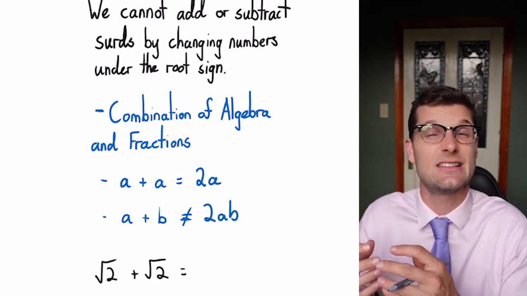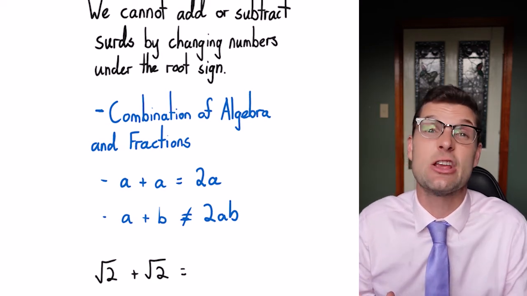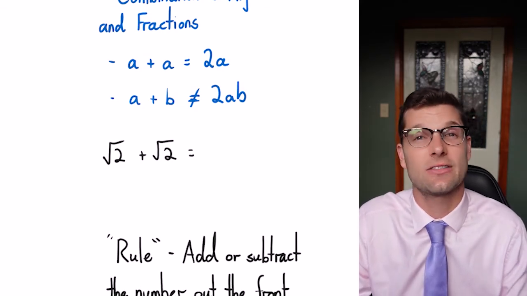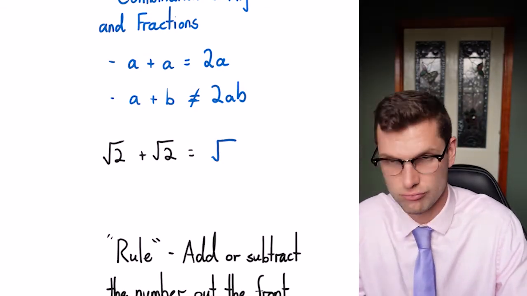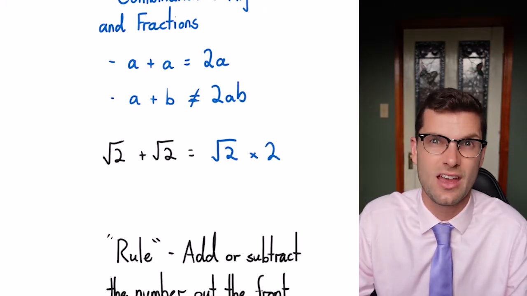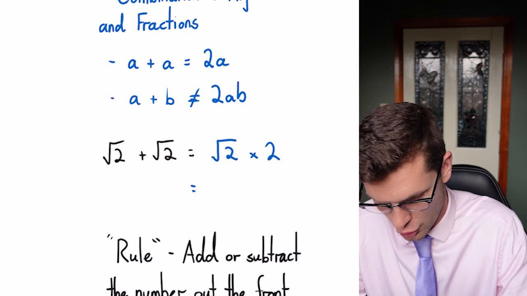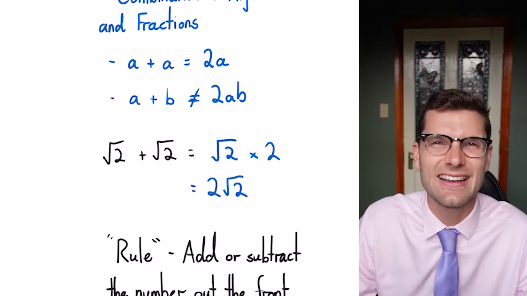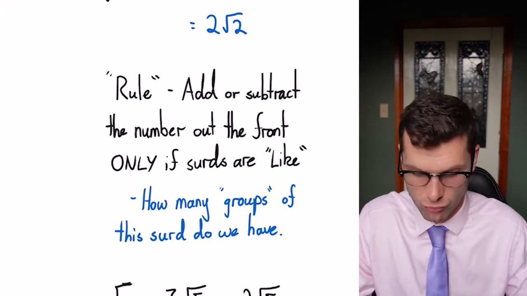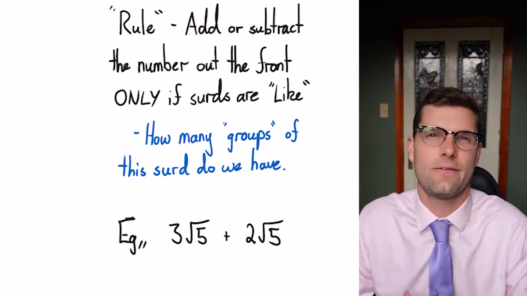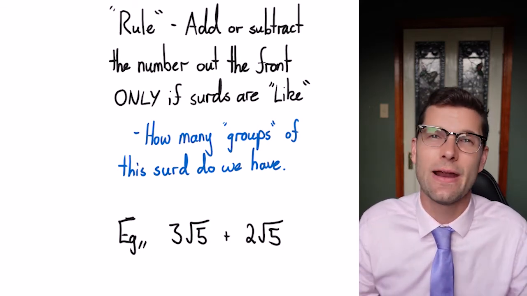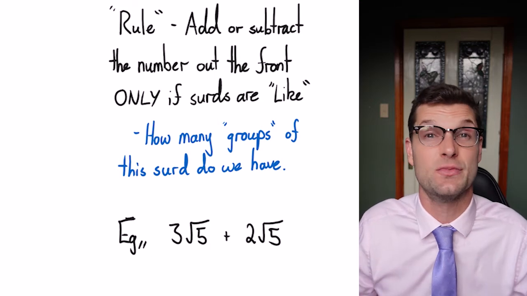So what we're saying is that when we add surds, it's how many groups of the surds we have. So in root 2 plus root 2, I'm saying that I have root 2 two times, or root 2 multiplied by 2. This just ends up as 2 root 2, and that's as simple as we can get it. So if you are looking for a general rule, this is it. Only if the surds are the same can we add them or subtract them, and the number out the front is just telling us how many groups we actually have.